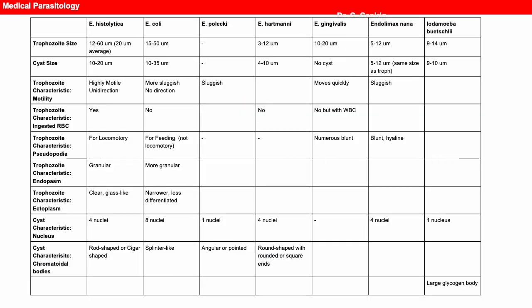Now, this table shows you the summary of the commensal parasites as well as E. histolytica. If you have a better table, then you can do so. Also, if you have other added characteristics, you can add them, so that you can compare these protozoans from one another and have a bigger picture of their comparison. So make sure that you know their differences as well as their similarities.